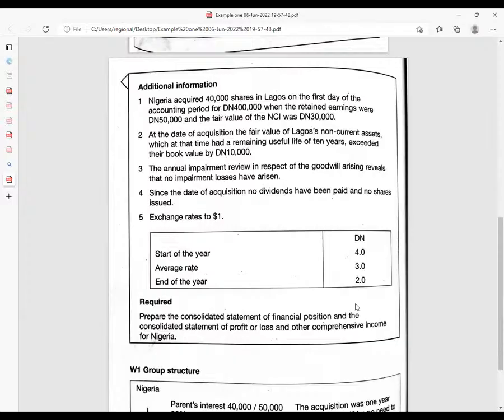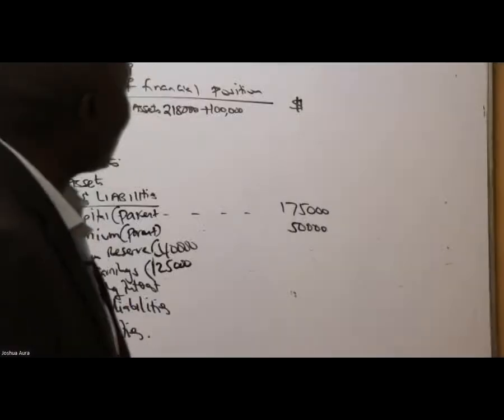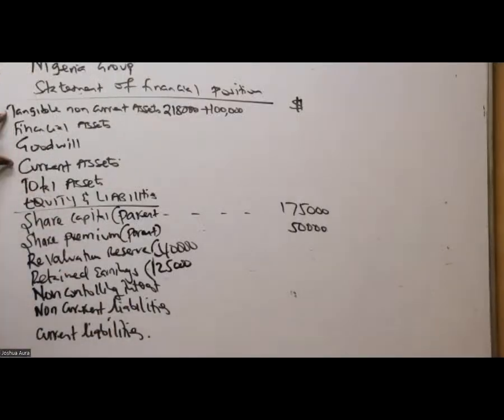Someone talk to me. Which rate should I use? Closing rate. Always for the balance sheet, assets and liabilities, you shall use what we call the closing rate to translate.